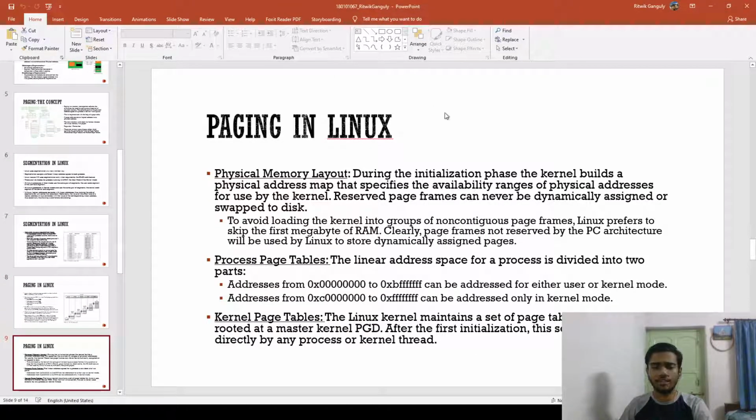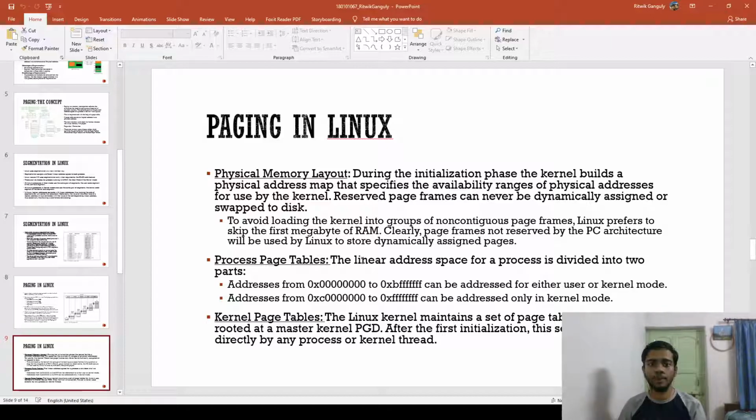Now moving on to the physical memory layout, we can see that during the initialization phase, the kernel builds a physical address map. It specifies the availability ranges of the physical addresses for use by the kernel. Not all physical addresses can be used by the processors or by the kernel. There are some reserved page frames that can never be dynamically assigned, nor swapped to the disk. So that is why it develops a physical address map while in the initialization phase.